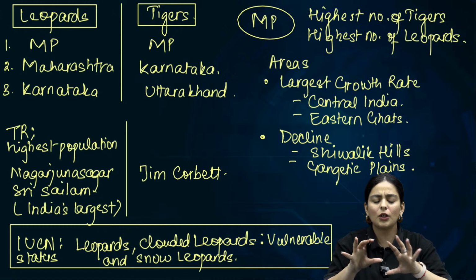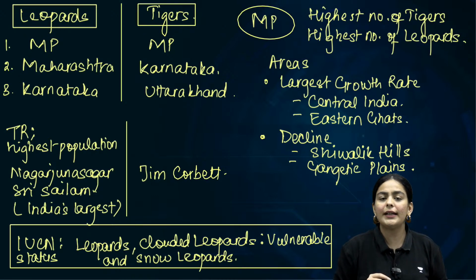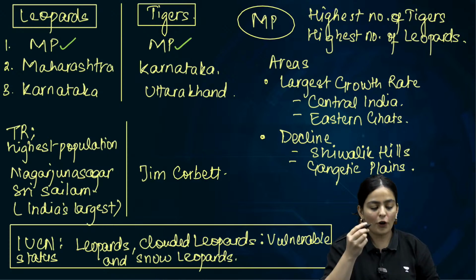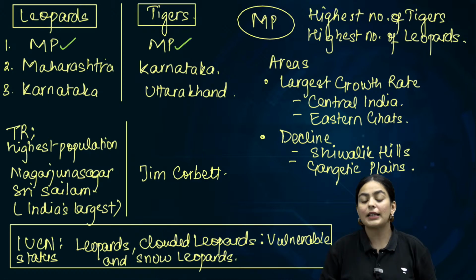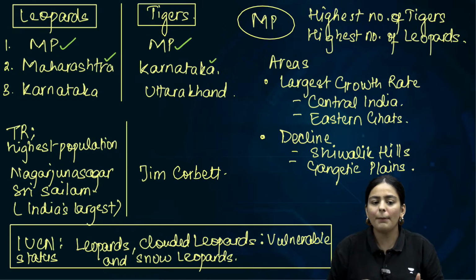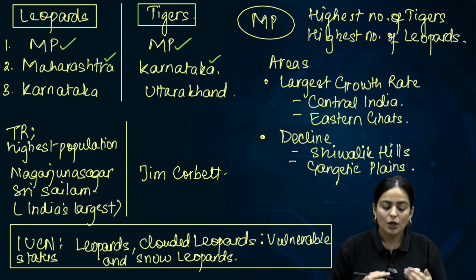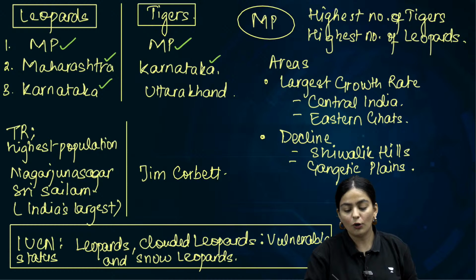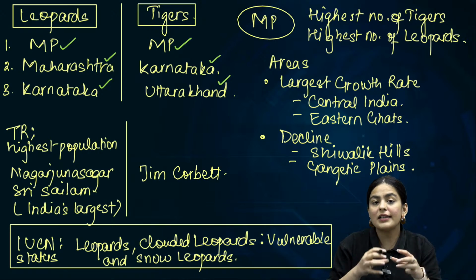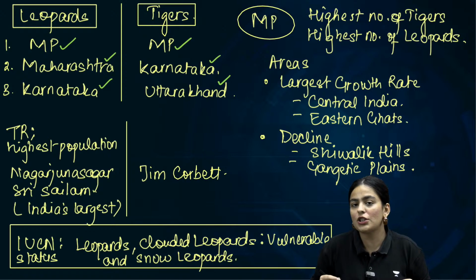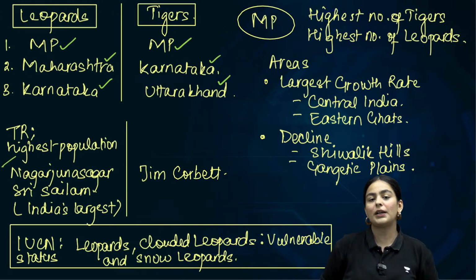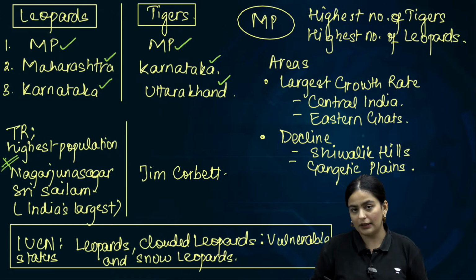So leopards and tigers, a quick comparison. The state we have identified, it is the highest in Madhya Pradesh. Even tigers are highest in Madhya Pradesh. The second state differs. For leopards, it is Maharashtra. For tigers, it is Karnataka. Even if you remember the first 3 states, you will be fine. So for leopards, the third state is Karnataka, and for tigers, the third state is Uttarakhand. If they ask you which tiger reserve has the highest population of leopards, it is Nagarjuna Sagar Shri Sailam, which also happens to be India's largest tiger reserve.